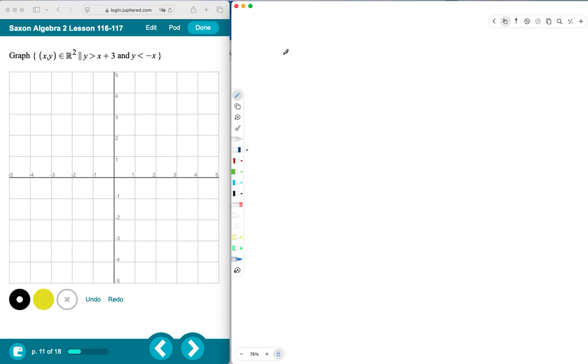All right, so y is greater than x plus 3 and y is less than negative x. Let's analyze this. I'm going to pretend y is equal to x plus 3, just to see the equation a little better. We know the slope is 1 over 1, it's just invisible, and a positive 3 is where it's going to cross the y-axis.